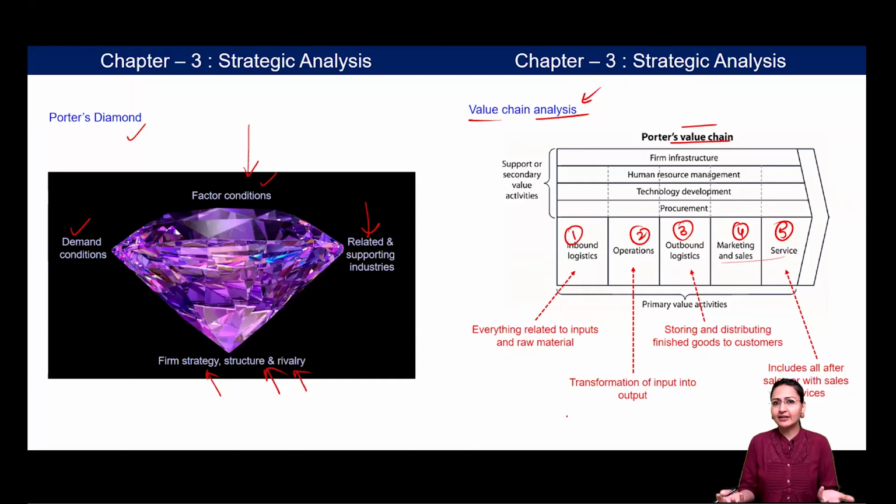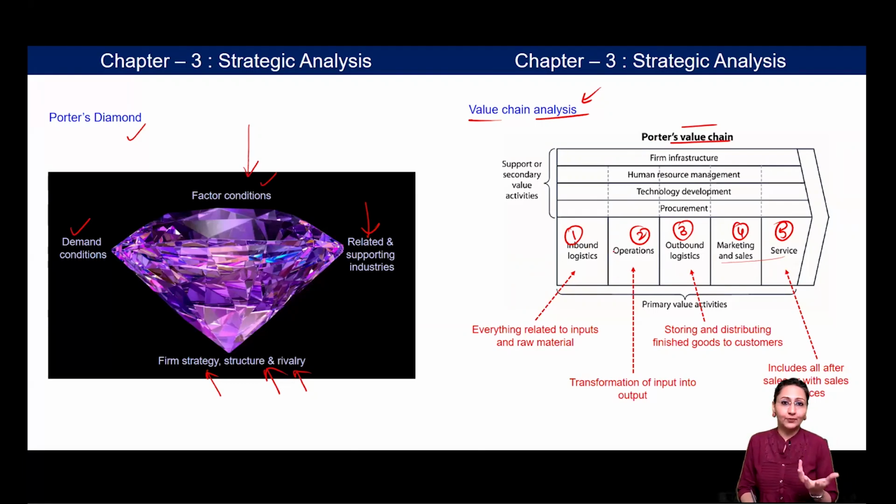And why are we doing that? To check our own internal systems if we need to improve anything in it. So internal development also happens when we have an idea of our own value chain, the non-value adding activities and value adding activities. So under Porter's chain, these 5 are the primary activities.